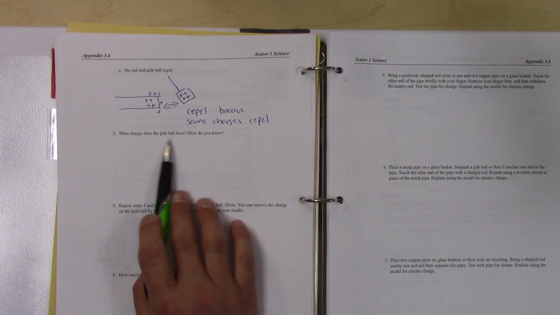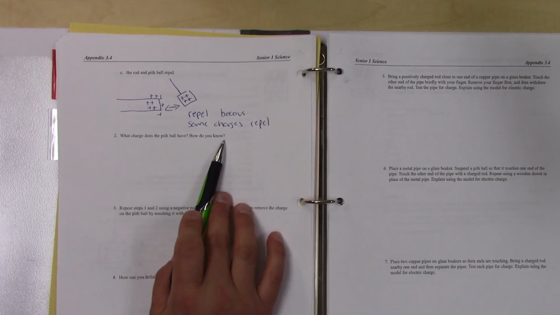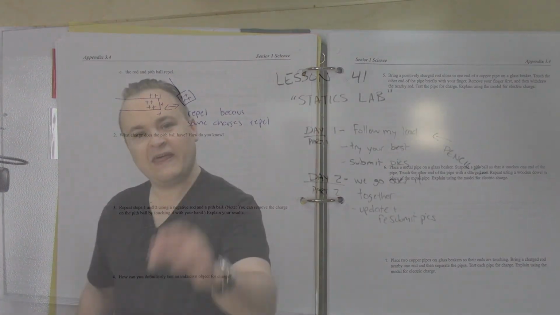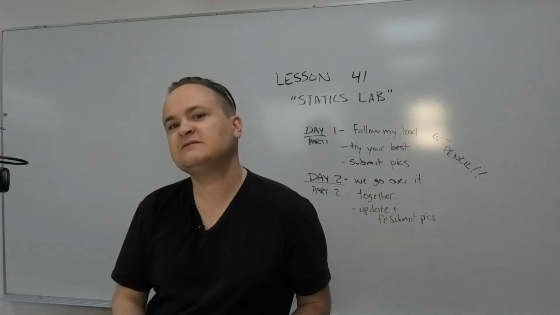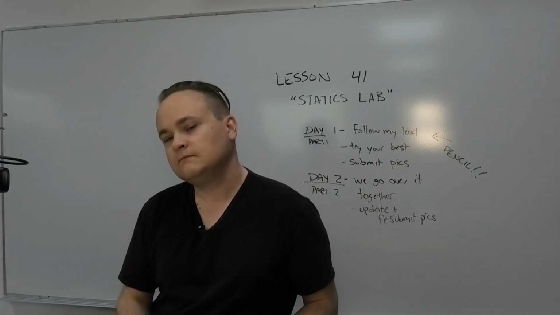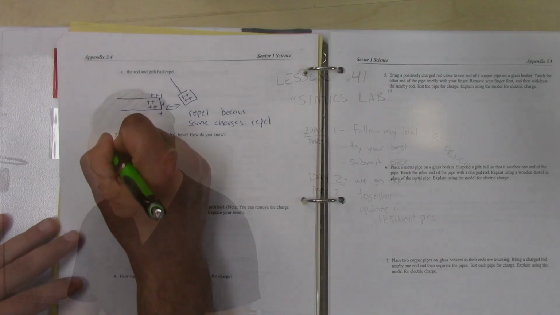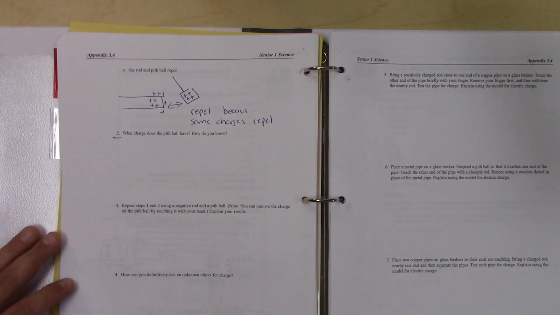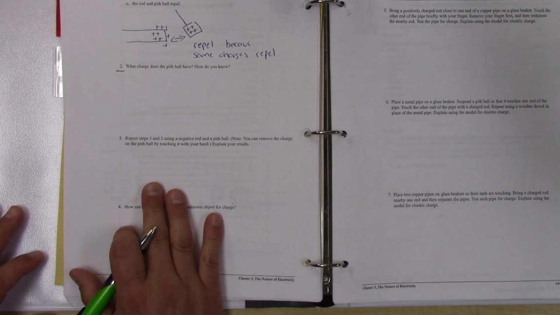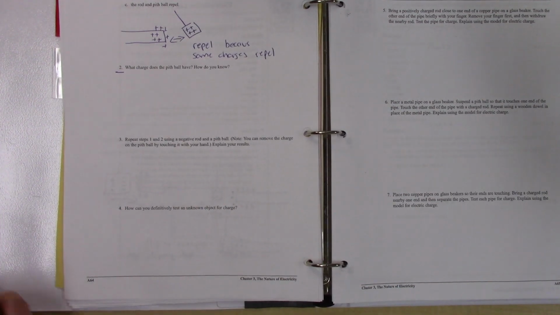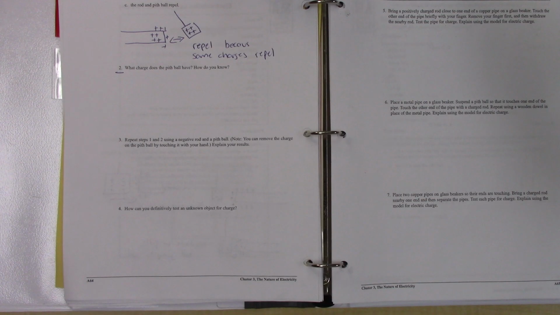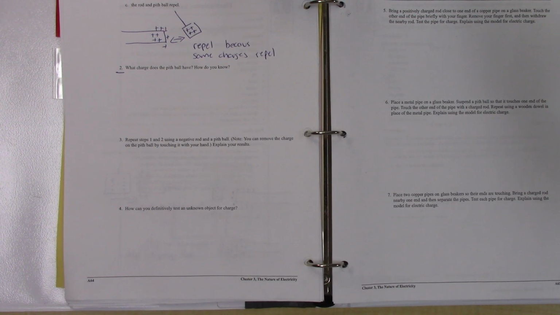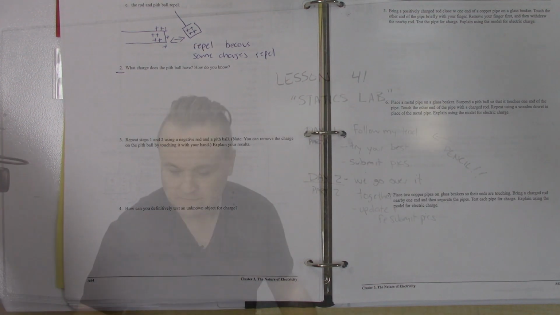What charge does the pith ball have, and how do you know? That one you can try and explain on your own for now. How do you know that the pith ball is positive? Let's see. So that one you can try on your own. Okay. Repeat steps 1 and 2 using a negative rod. So now it's going to be slightly different, but I'm going to give you proof of it. The same thing is going to happen, but the movement of electrons is different. So can you figure this out?